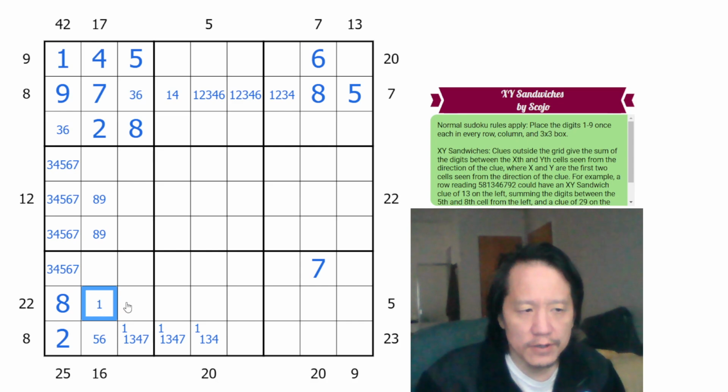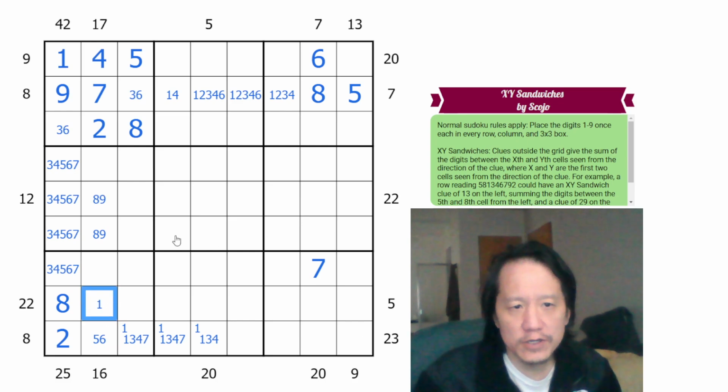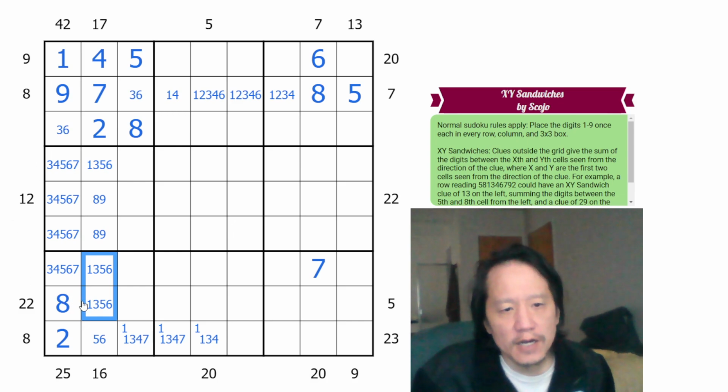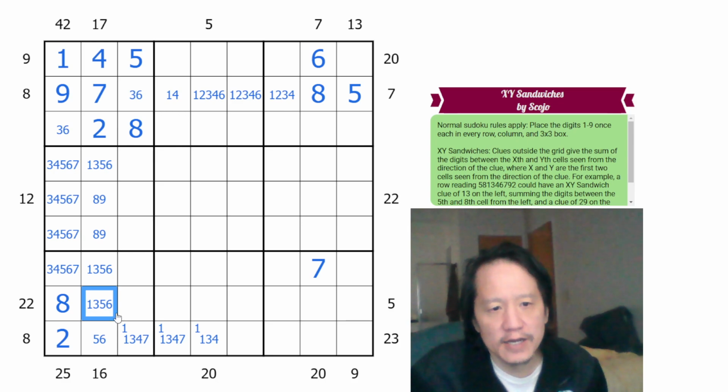It could be 1. Between 1 and 5 or 6, it would have to be between 1 and 5, right? And if it's between 1 and 5... Well, let's fill out the rest of this. This is 1, 3, 5, or 6. This is 1, 3, 5, or 6. And this is 1, 3, 5, or 6. This obviously cannot be 5 or 6, because if it's 5 or 6, that means there are 0 cells in between the sandwich. So that doesn't add up to 16 at all.